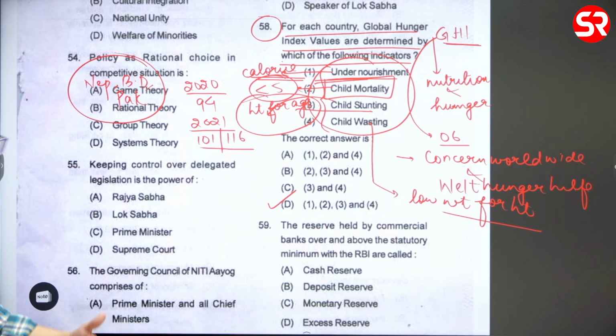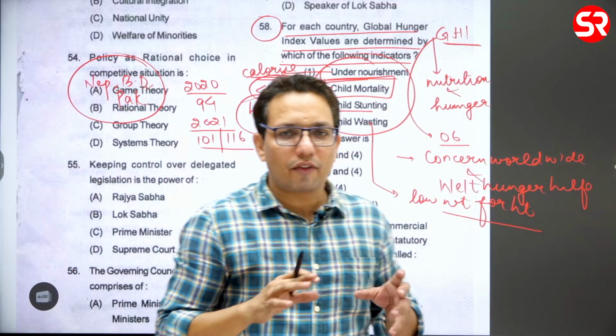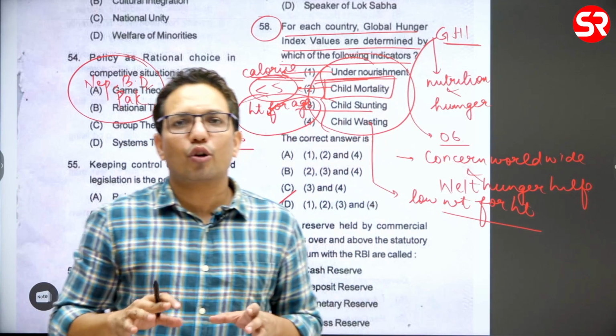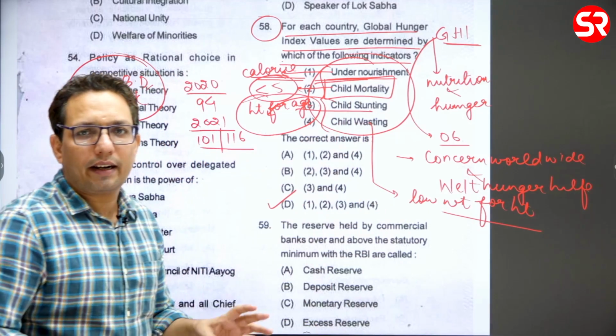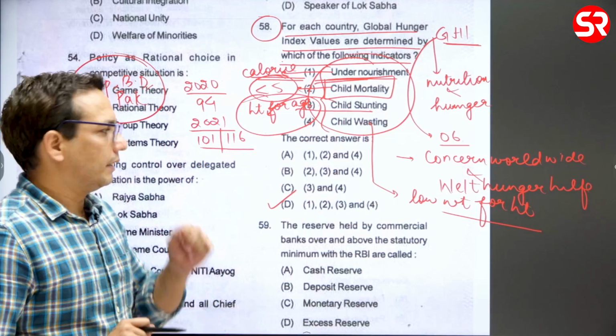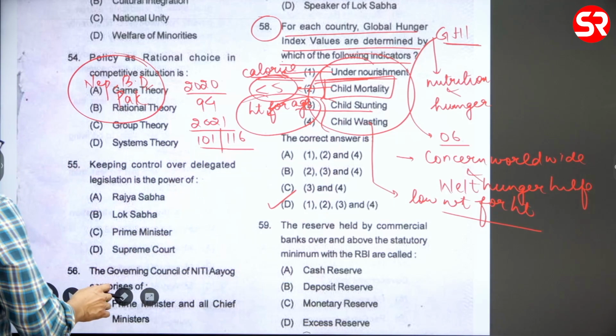Side by side I'll keep on telling whether the question was easy or difficult. If I talk about the question about Sagarmala, that question was easy. If I talk about this question, global hunger index, this question was also easy. Now let's move to the next question.